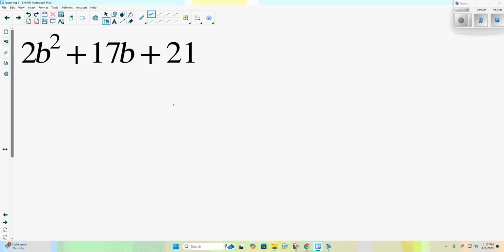Let's look at this next one here. 2b squared plus 17b plus 21. Is there a greatest common factor across these three terms? No, so we move on to our second step, our two sets of parentheses with three spaces. Here, the sign of the third term is positive. So the signs are the same and match the sign of the middle term, which is also positive. So we'll have plus and plus.